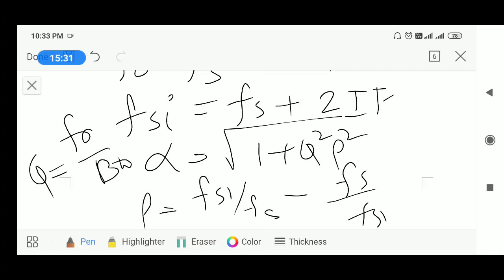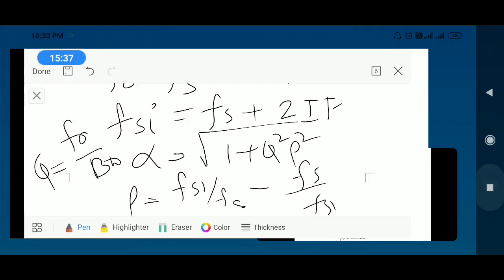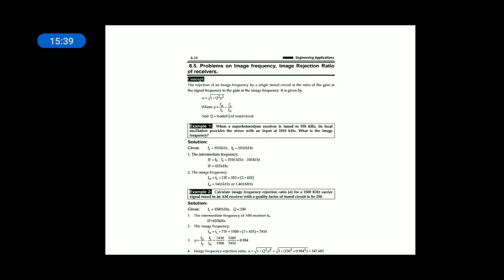Q is equal to quality factor, that is resonant frequency by bandwidth, which is related to tank circuit or your tuned circuit. So in the first problem they provided local oscillator as well as Fs. We need to calculate IF, then we can calculate image frequency.